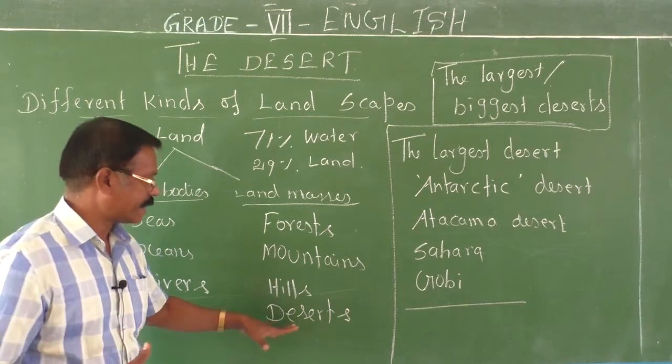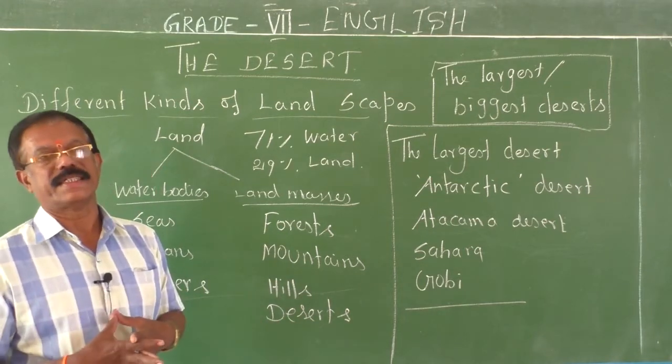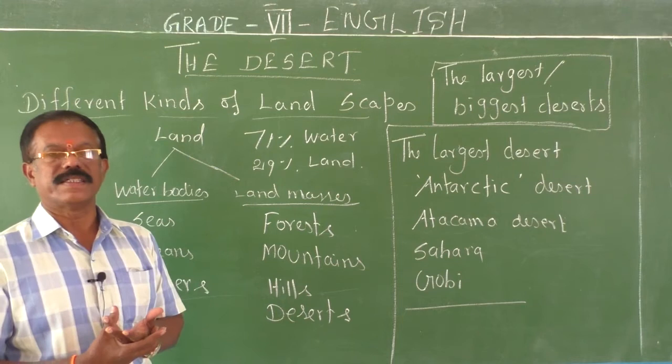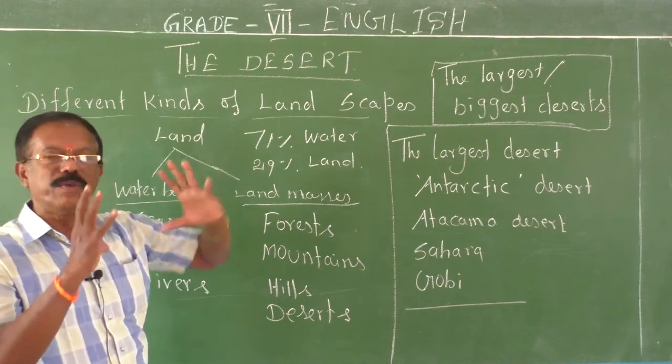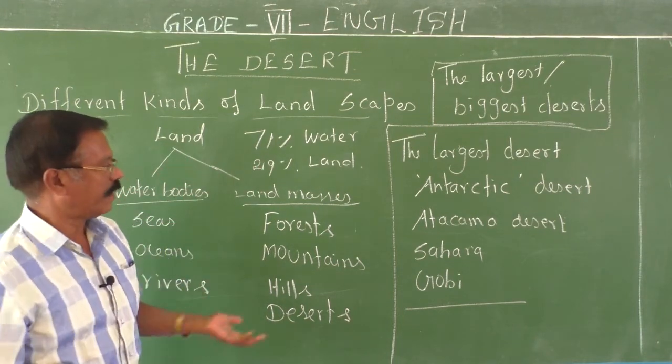What are deserts? What are the kinds of deserts? What are the salient features of deserts? Everything I will explain one by one.